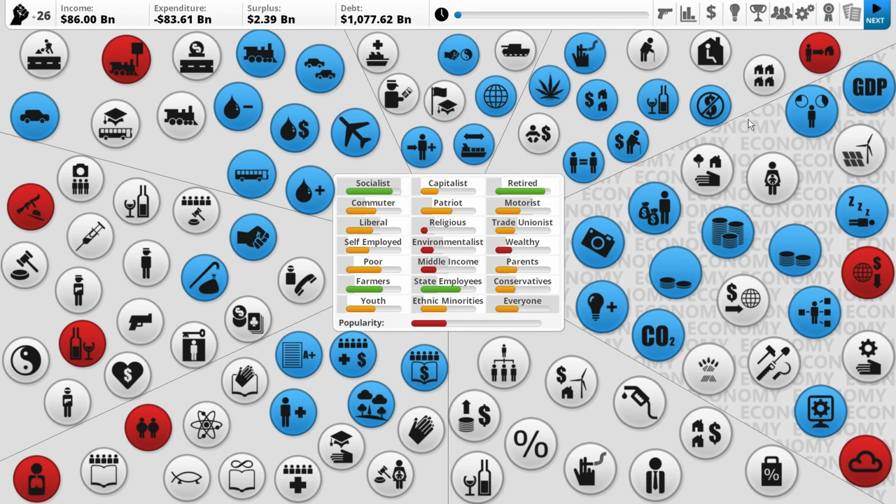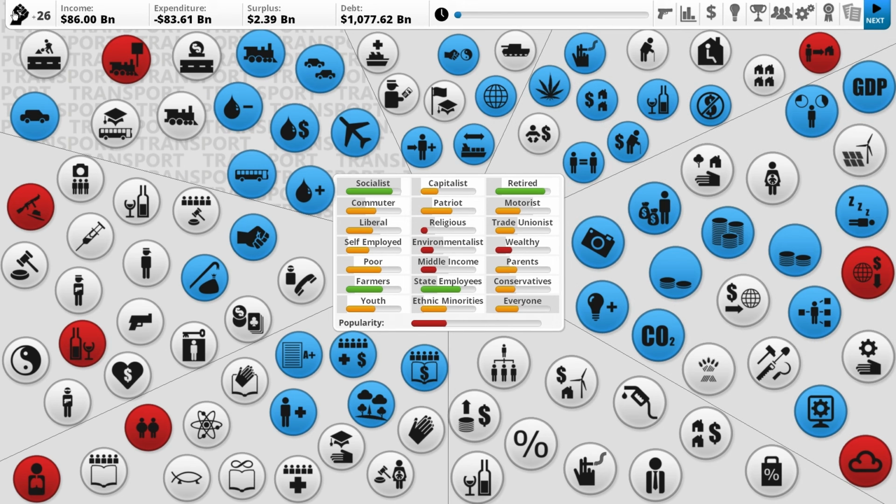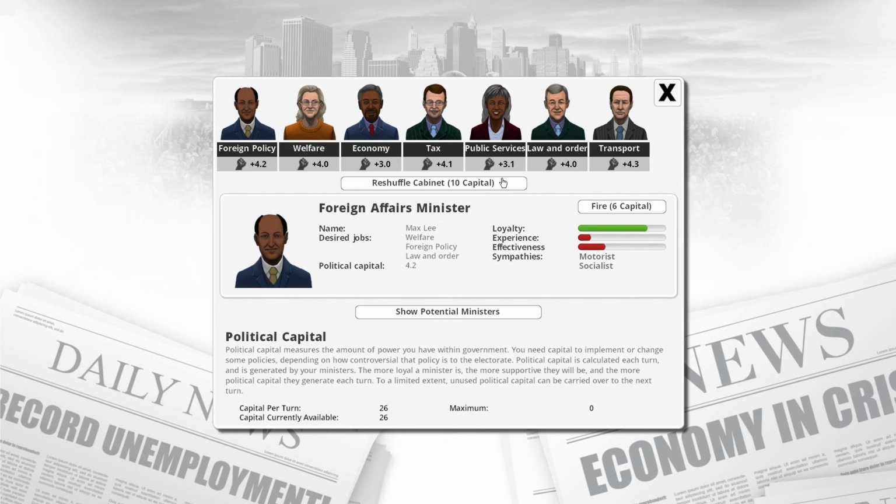So let's get started. Over here is our political capital. This shows the level of our political capital. You spend capital whenever you adjust a policy or implement a new one. Your points are generated by loyal members of your cabinet. Now, let's get to our cabinet. I'm going to show you our cabinet.